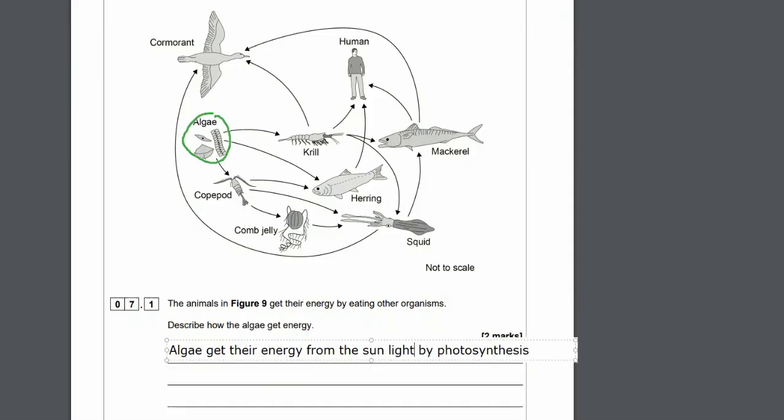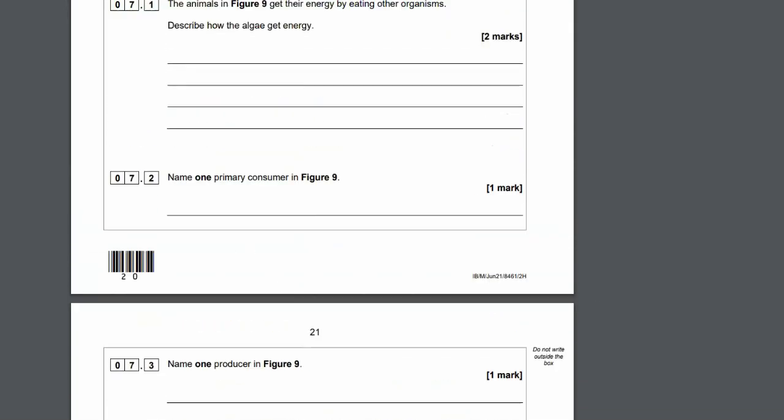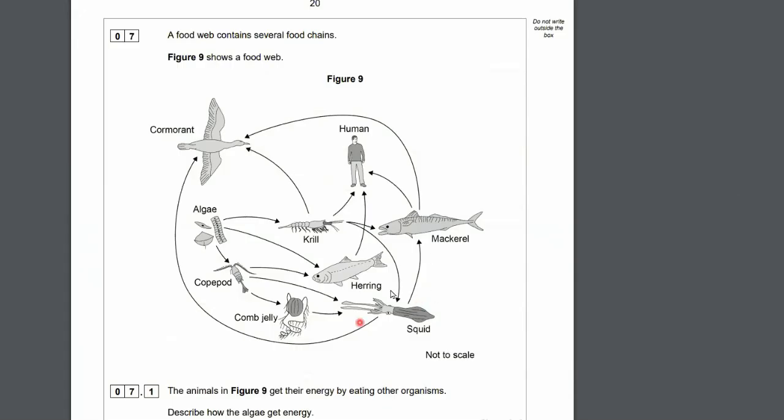Okay, you can see the algae circled here. They get their energy from the sun by photosynthesis. They actually contain chlorophyll, which absorbs sunlight, and they use that to make glucose and to do all the things that organisms like to do with glucose, like respiration and building proteins and things like that.